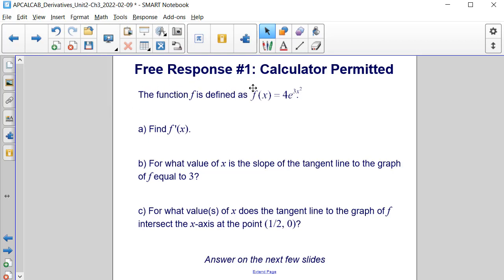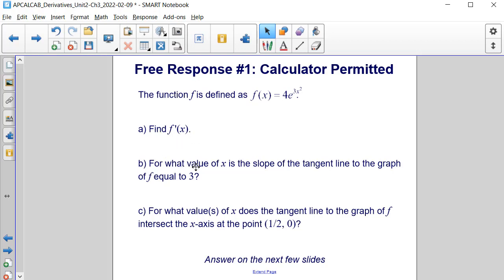Here is an AP style free response question. For this one, a calculator would be permitted. The function f is defined as f of x is equal to 4 times e raised to the 3x squared. Find f prime of x.